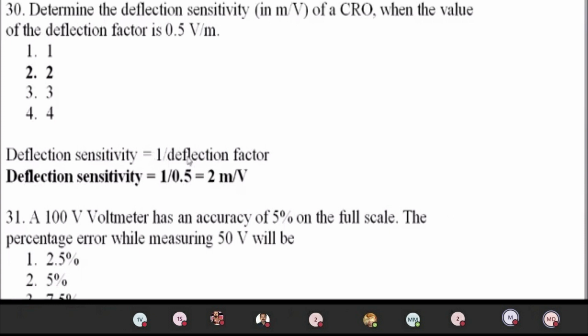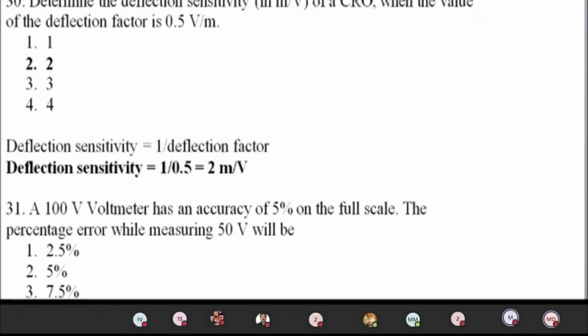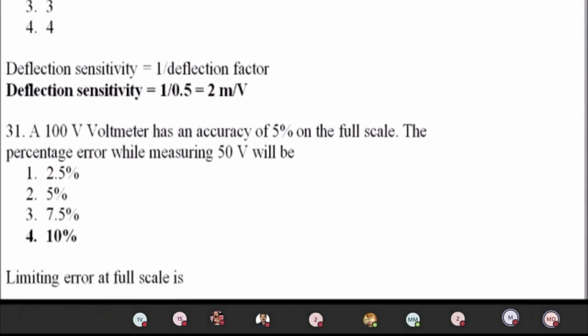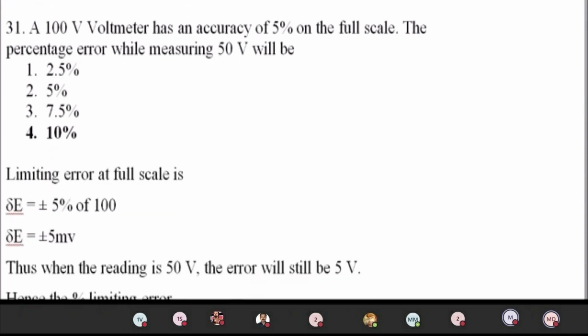Again, it is the simplest one. Deflection sensitivity is equal to 1 by deflection factor. So for deflection sensitivity, substitute the deflection factor, given as 0.5. It is given in the question itself. So finally we will get 2. Answer is 2, so choice number 2. So like this, small questions will save time for us.